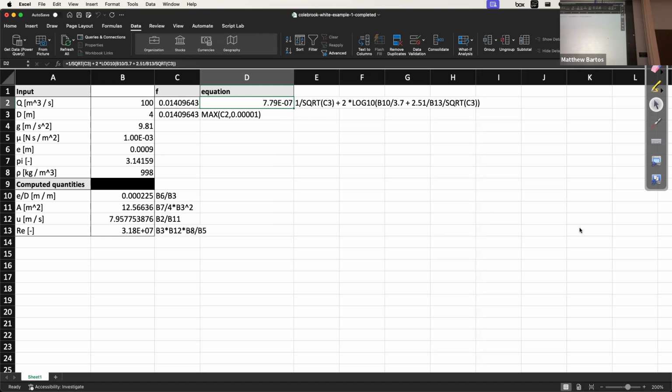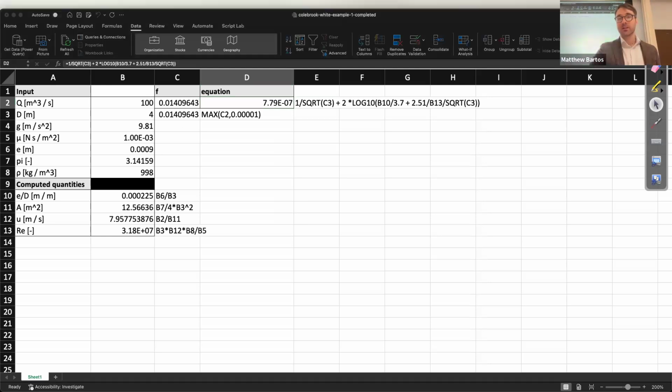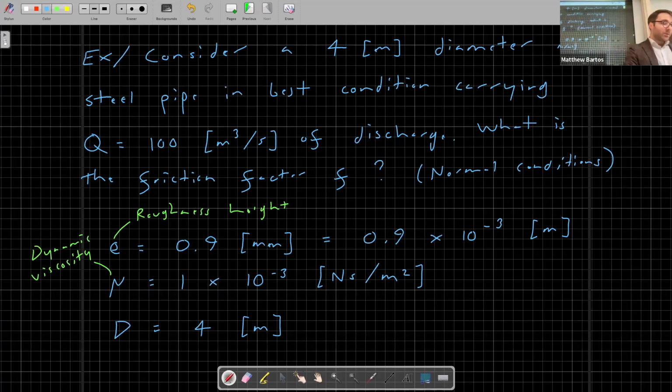All right, so in the interest of time, I am going to move on. I have the completed Excel sheet with the solution for this problem posted, so you can always reference that solution. So we showed how we could use the solver to solve for implicit equations, to solve the variable that satisfies an implicit equation.